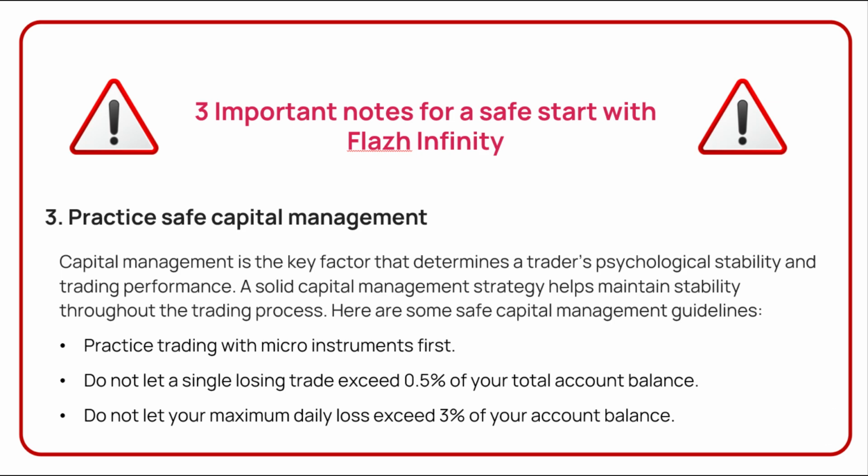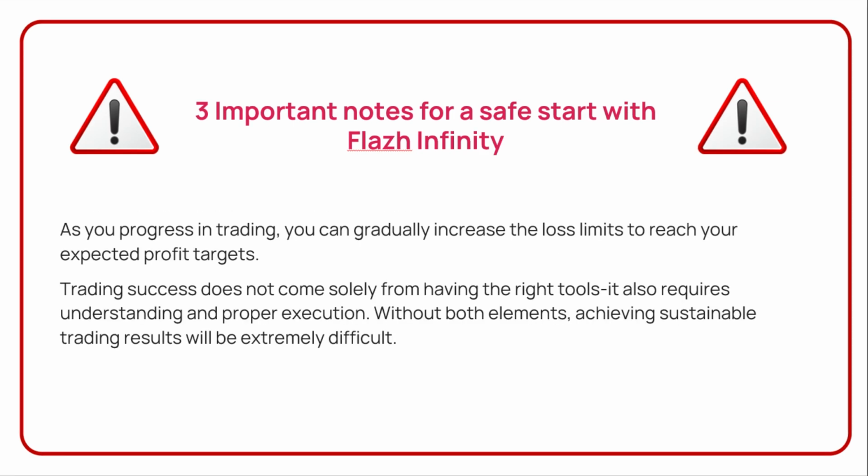Practice trading with micro instruments first. Do not let a single losing trade exceed 0.5% of your total account balance. Do not let your maximum daily loss exceed 3% of your account balance. As you progress in trading, you can gradually increase the loss limits to reach your expected profit targets.